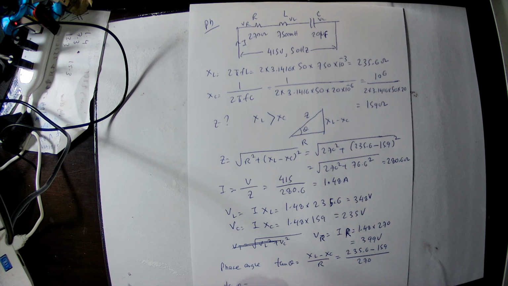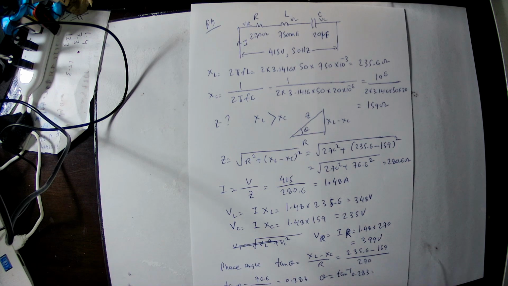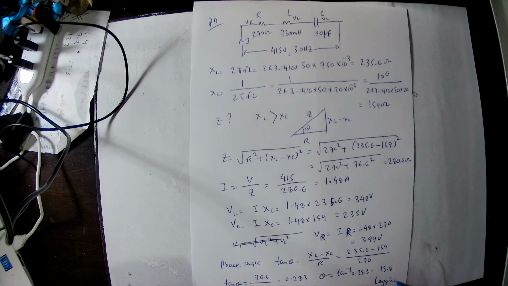So 235.6 minus 159 will be 76.6, divided by 270. So this is 0.283. So the angle theta can be calculated. Tangent theta is about 0.283, so this is 15.8 degrees. So this is a lagging angle, 15.8 lagging. This is what we calculated.